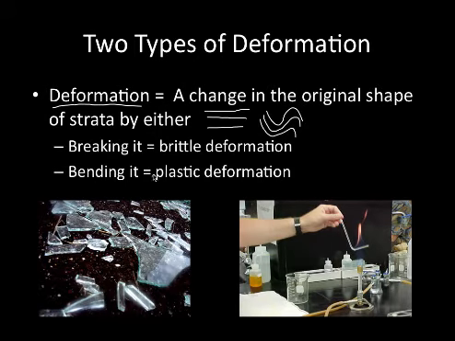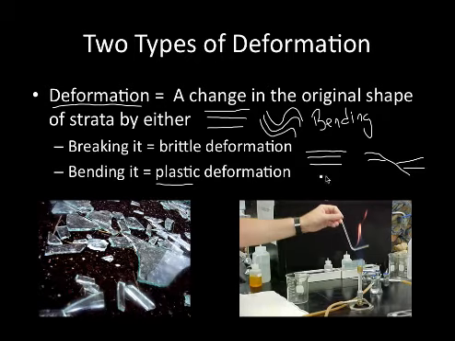That would be plastic deformation. That's a bending before breaking. Plastic deformation. That's a bending before breaking. Well, brittle deformation would be if we have that strata again, and instead of bending it, it breaks. It winds up splitting. So brittle deformation is a breaking of strata. So if we take a look at the glass here, the glass is definitely a brittle deformation.